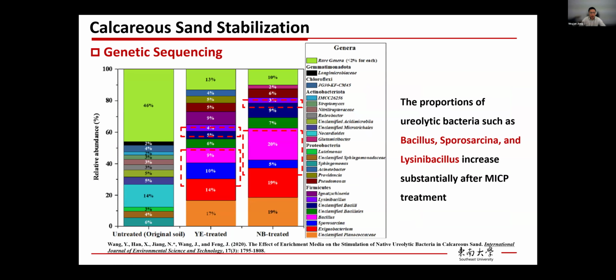So firstly, the genetic sequencing results. The first column on the left side shows the original soil. As we can see, the distribution of different species is quite uniform. We can see a variety of species. But after stimulation, either by yeast extract or by nutrient broth, we can see some dominant species, like the blue one, which is Sporosarcina, or the pink one, which is Bacillus. Both are ureolytic bacterial species. So this result proves that after stimulation, some ureolytic bacterial species become dominant in the system. So that's good for us.